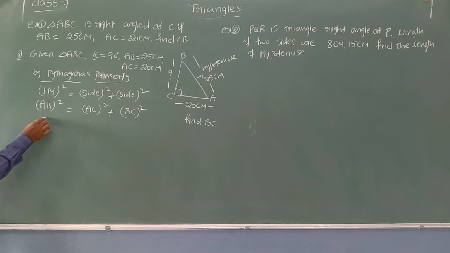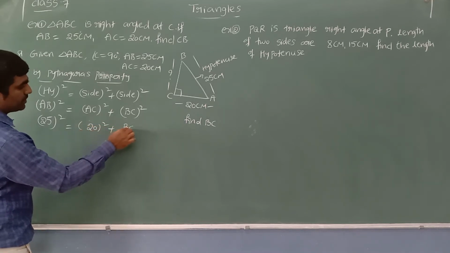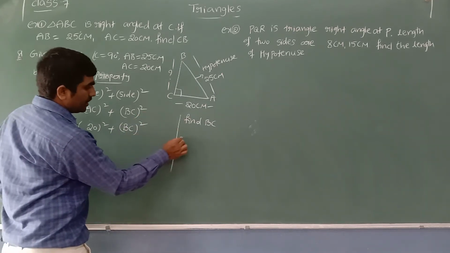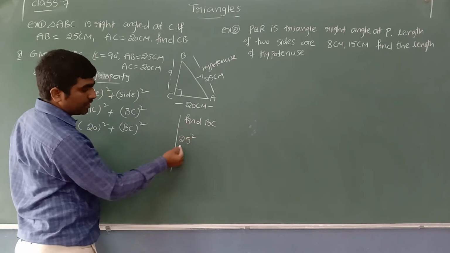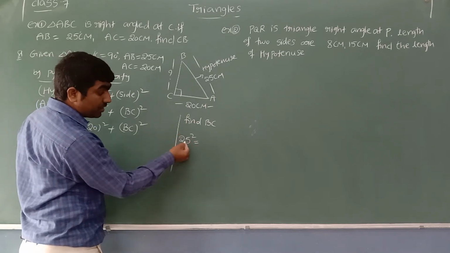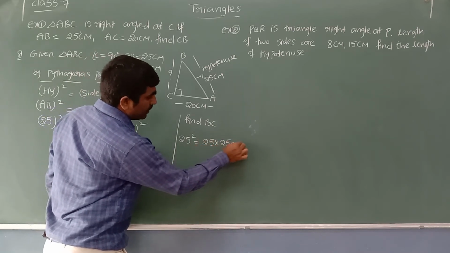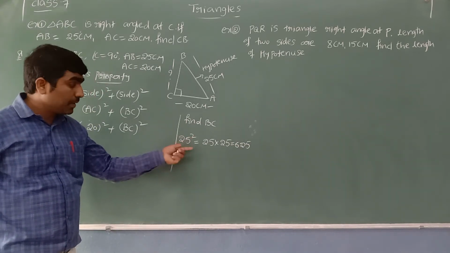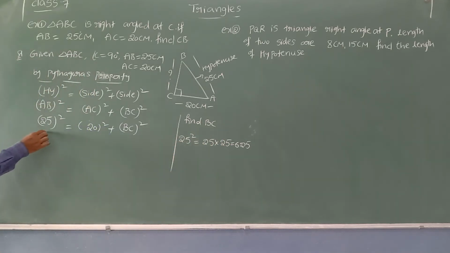What is the length of AB? 25. AB length is 25 square. AC length is 20, whole square, plus what is the BC length? We don't know the BC length. We have to find BC, whole square. 25 square: power 2 means, 25 is called the base and 2 is the power. Power 2 means multiply the base by itself 2 times. We can write 625. 25 into 25 gives us 625.